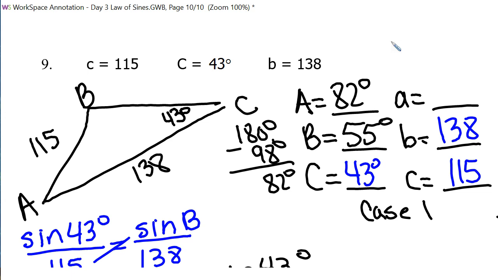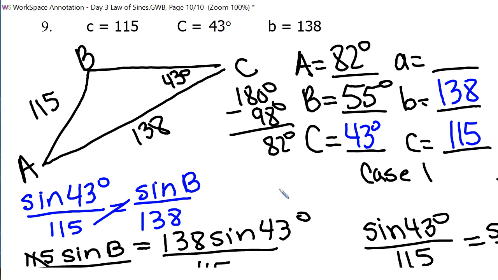Now solving for side A, use the pair that they gave you. So we have sine of C and side C. Don't use anything that's been rounded if you can avoid that. So sine of 43 degrees over 115. Now for case 1, this would be sine of what? 82 degrees for angle A over side A. Cross multiplying, that would be A times the sine of 43 degrees is equal to 115 times the sine of 82 degrees. Divide both sides by the sine of 43 degrees.